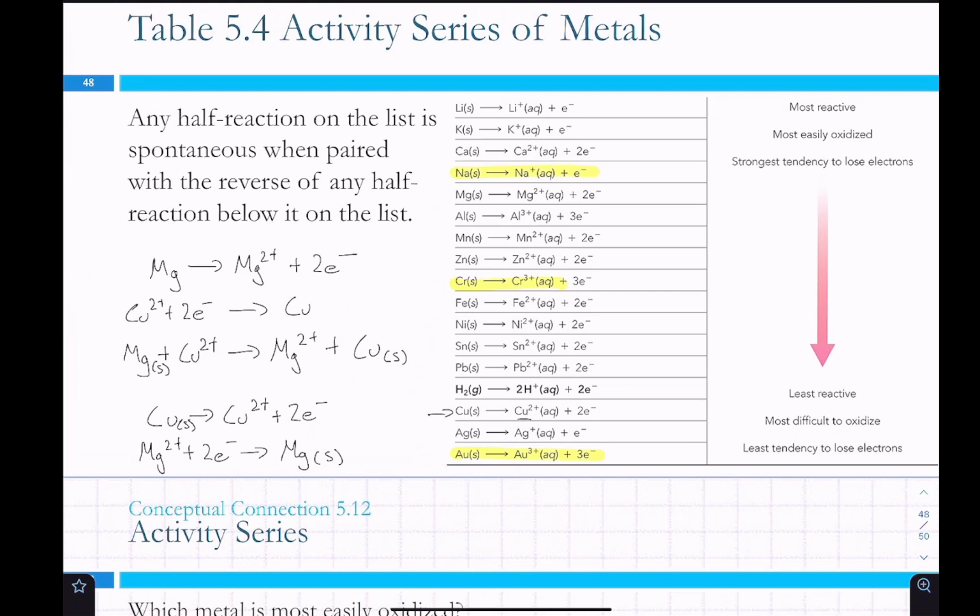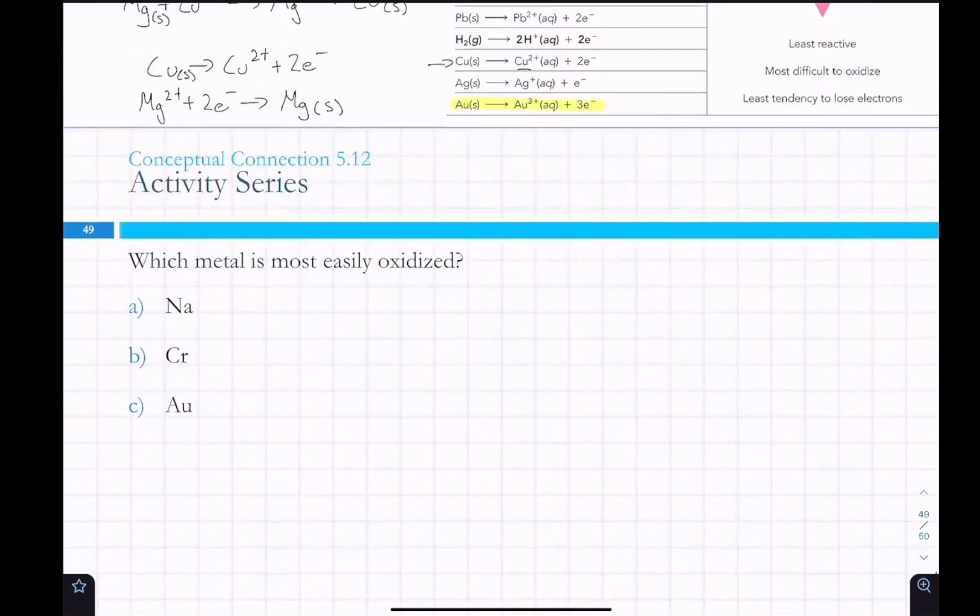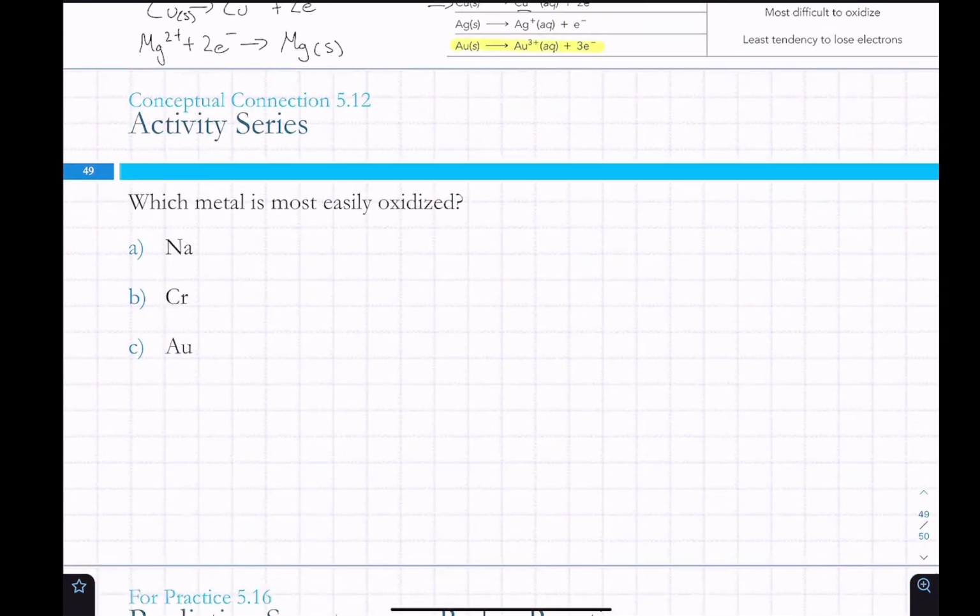And actually, this is one of the things that makes things like silver and gold so non-reactive, because they're really, really hard to oxidize. If you have this gold metal, there's very little that it will lose electrons to and react with. So sodium would be easiest, and this would be the second easiest, because it is a spectrum. And this would be the hardest, at least on this list.